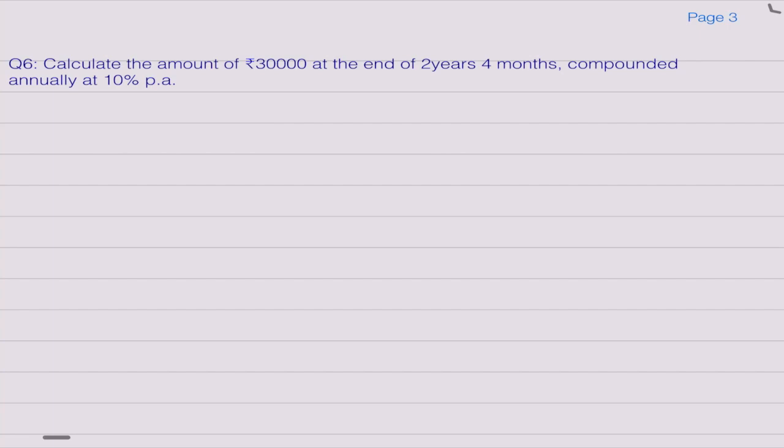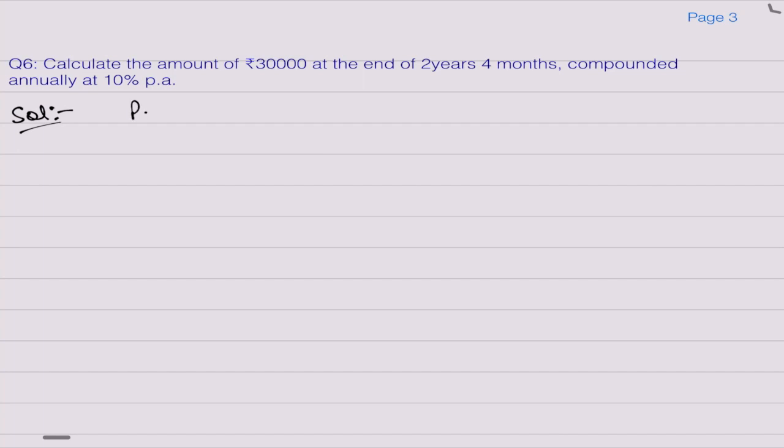So what we will do, first we will calculate for the first year, then for the second year, and then for the last 4 months. Okay, and we will convert 4 months into years. So that will be 4 upon 12 years. So let's start with the solution.